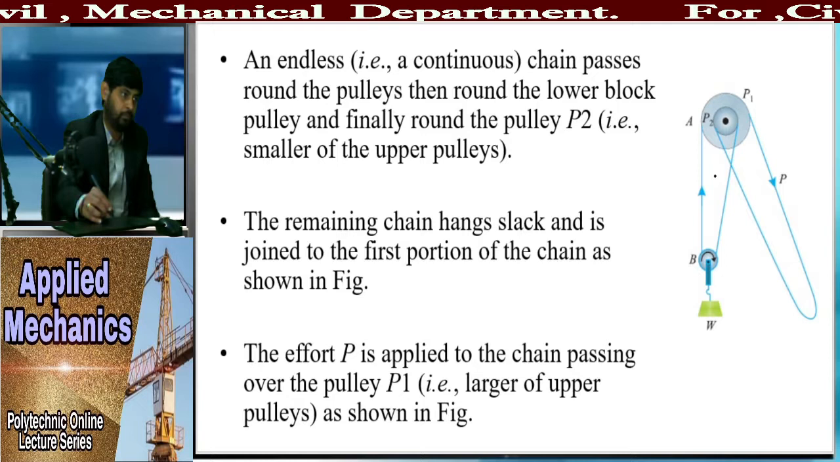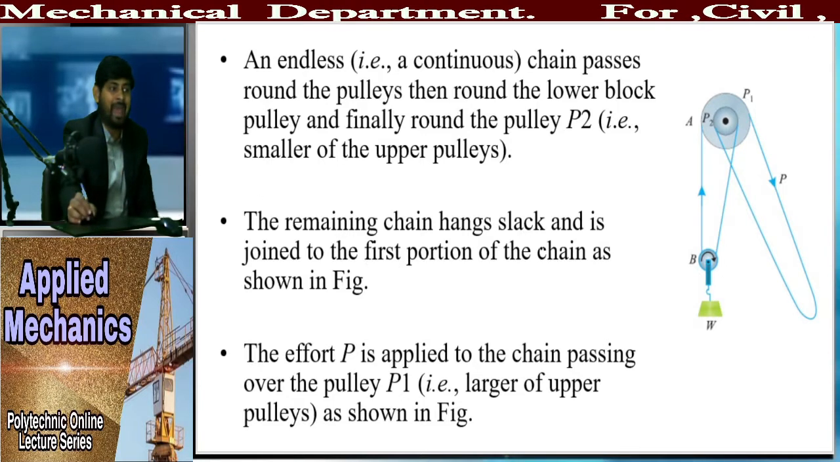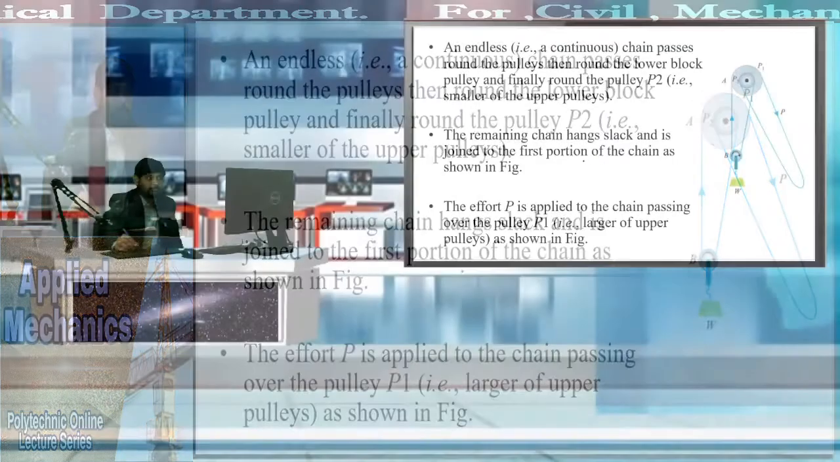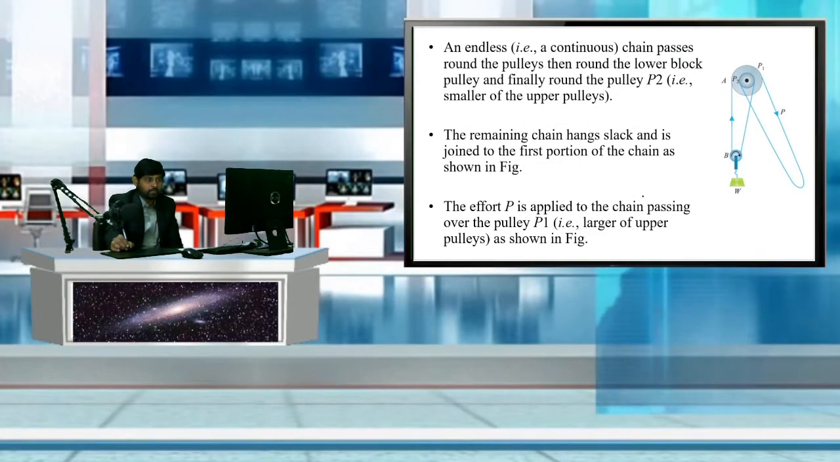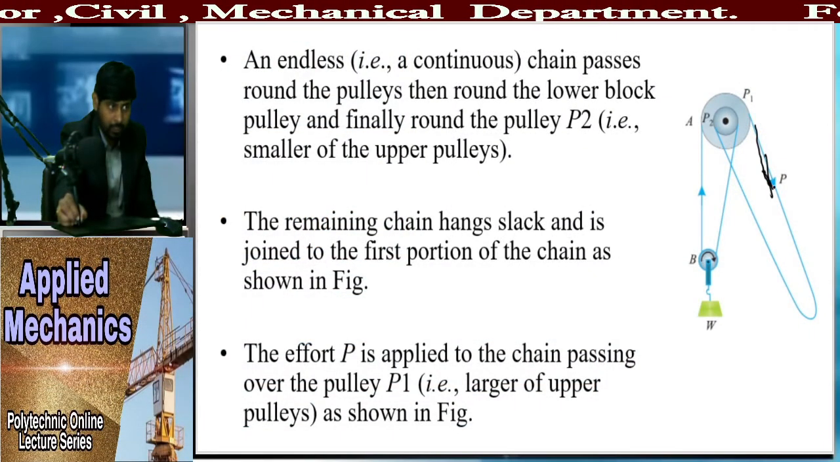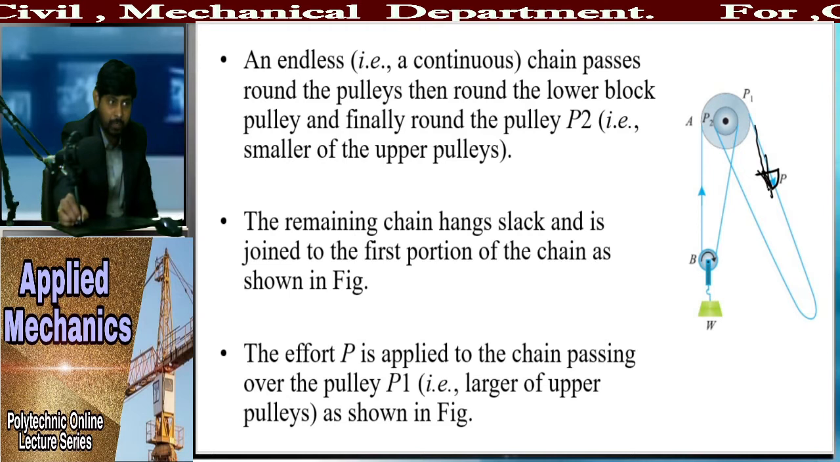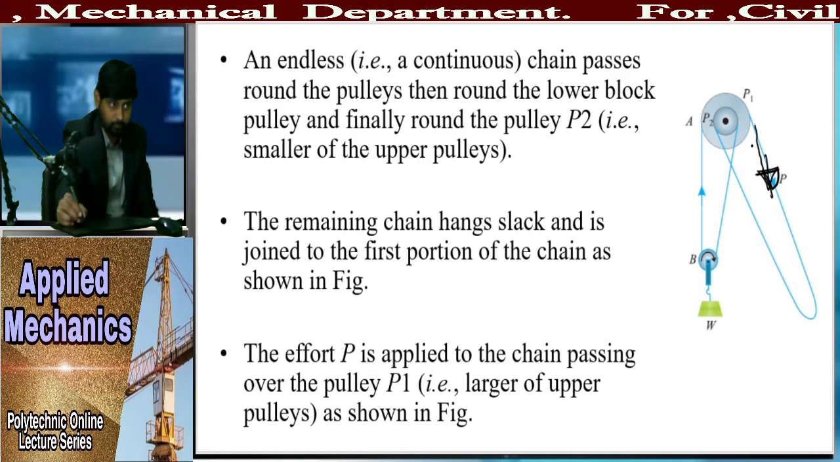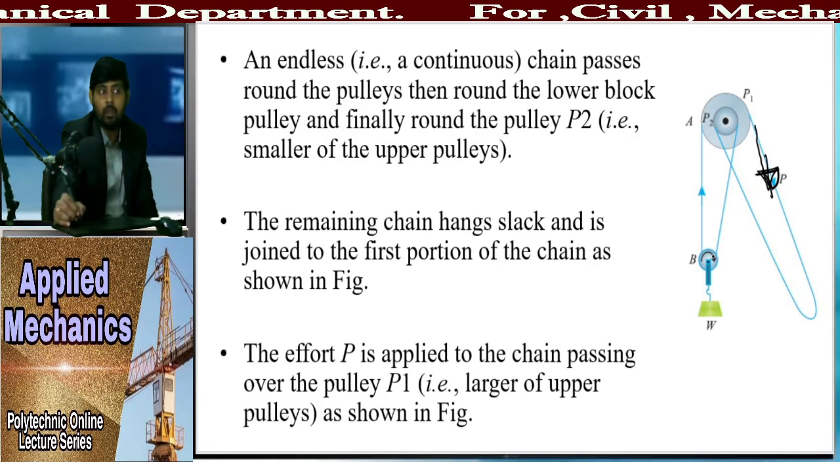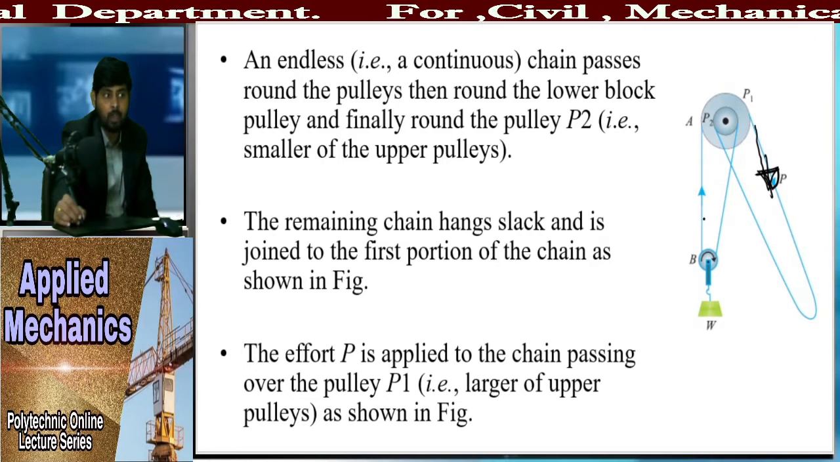ठीक आहे. So here the remaining chain hangs slack and is joined to the first portion of the chain. The effort P is applied to chain passing over the pulley P1, larger of upper pulley as shown in figure. Now you can see here we are applying the effort here in this pulley. This is the P we have applied. Okay. So once we have applied the effort here, what will happen? So this load will automatically be shifted upward.